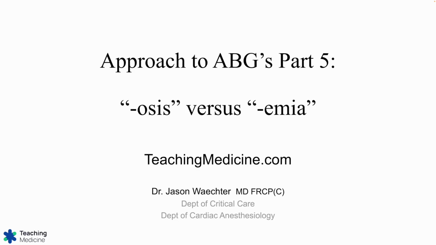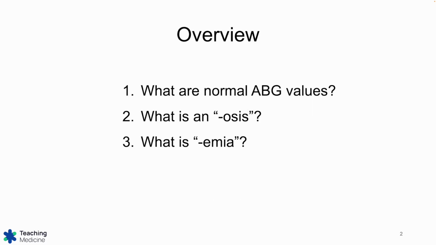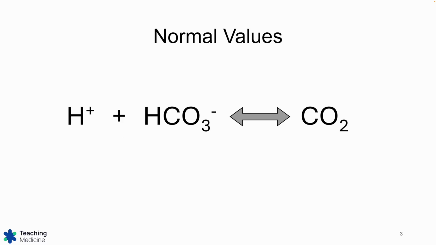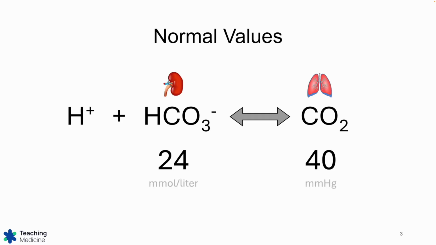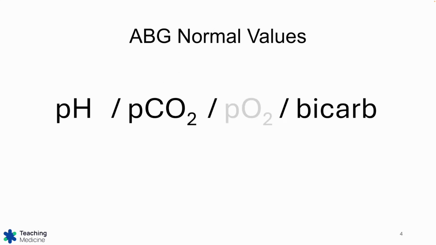Welcome to the Approach to ABGs Part 5, osis versus emia. We're going to cover normal ABG values, and then we're going to define what is an osis and what is emia. So the normal values for bicarb, which is the metabolic component of the ABG, a normal bicarb is 24, and a normal CO2, the respiratory component, is 40. So you need to memorize those values.